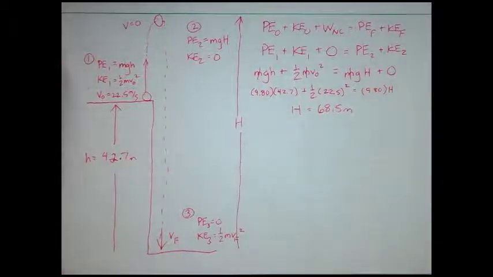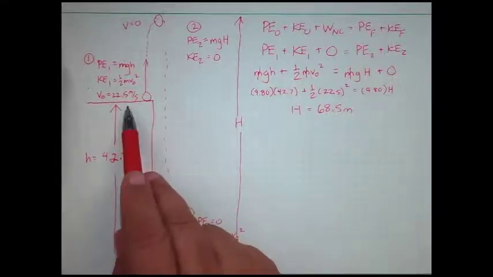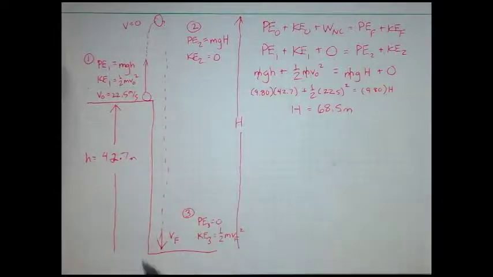Note that this is the maximum height above the valley floor. If we wanted to find out the maximum height above the cliff here, we would take 68.5 and subtract 42.7. So read the problem carefully and make sure you know exactly what the problem is asking of you.